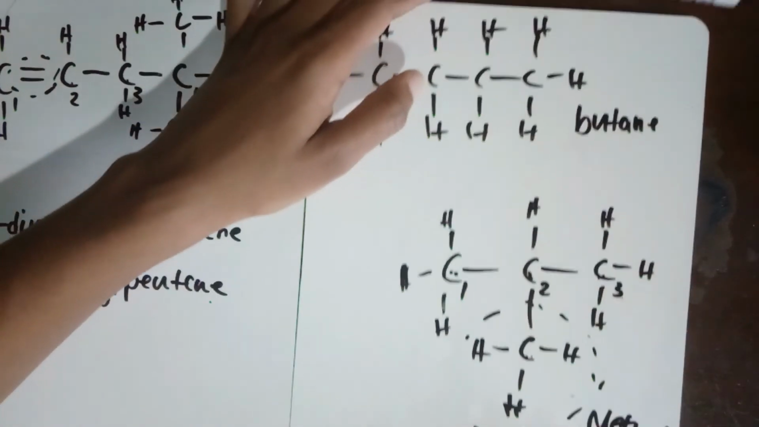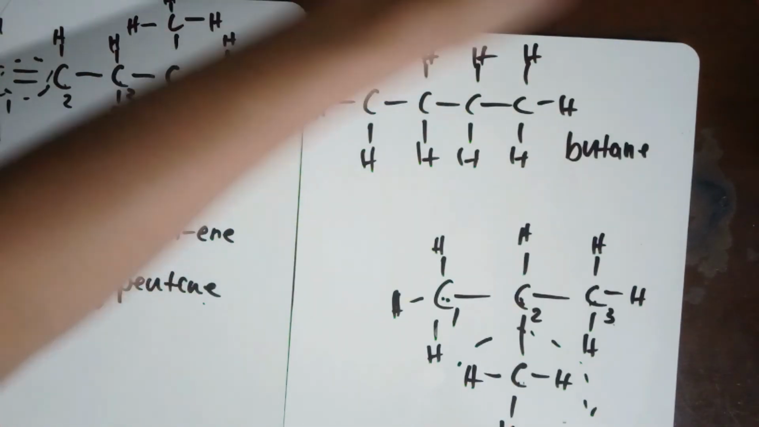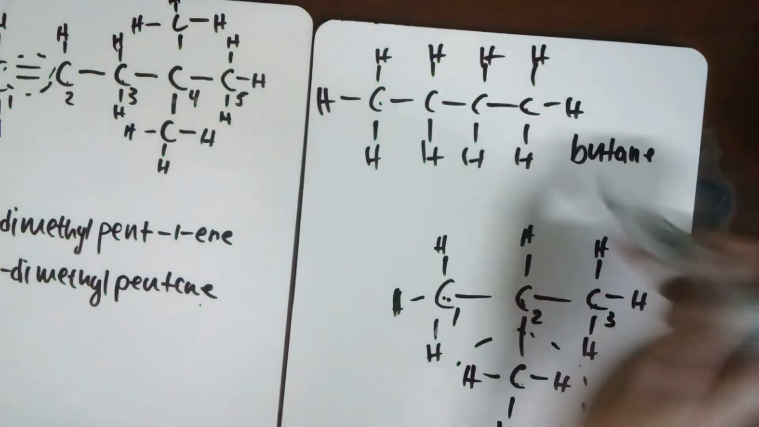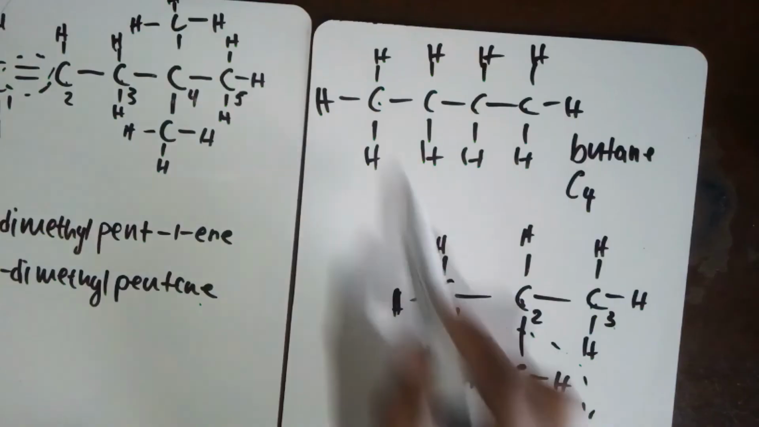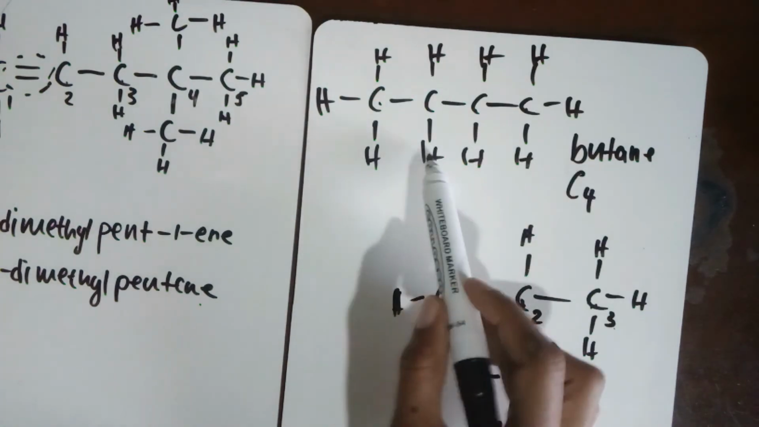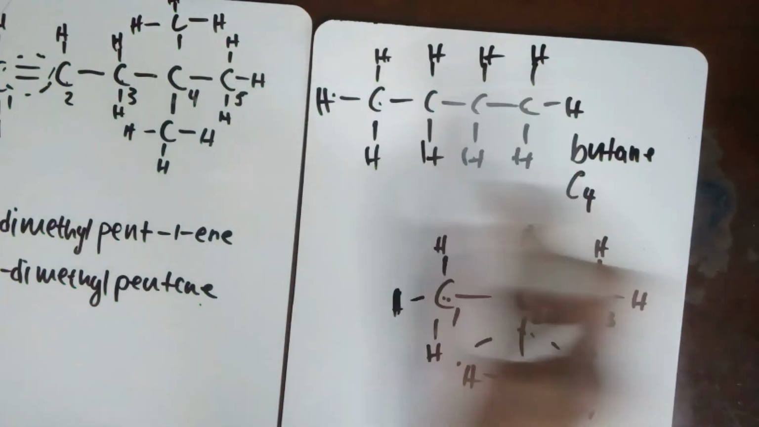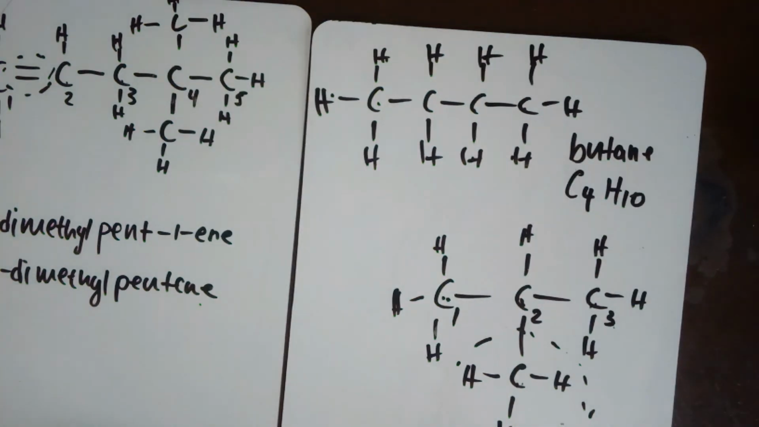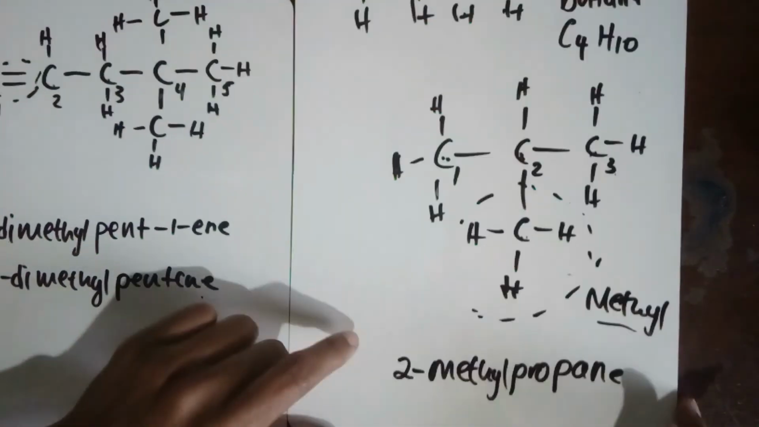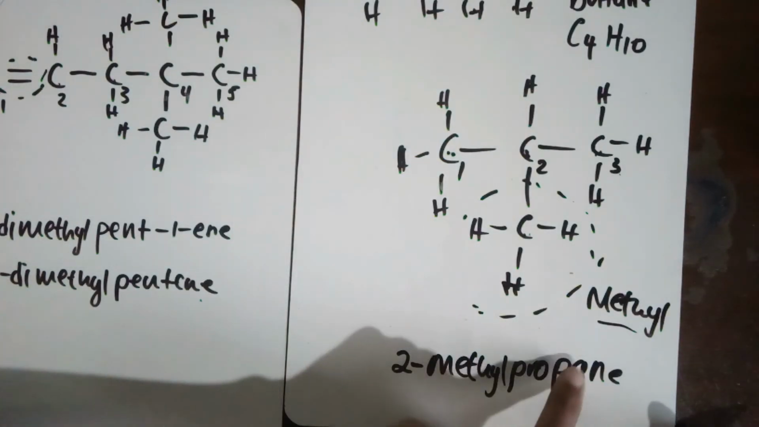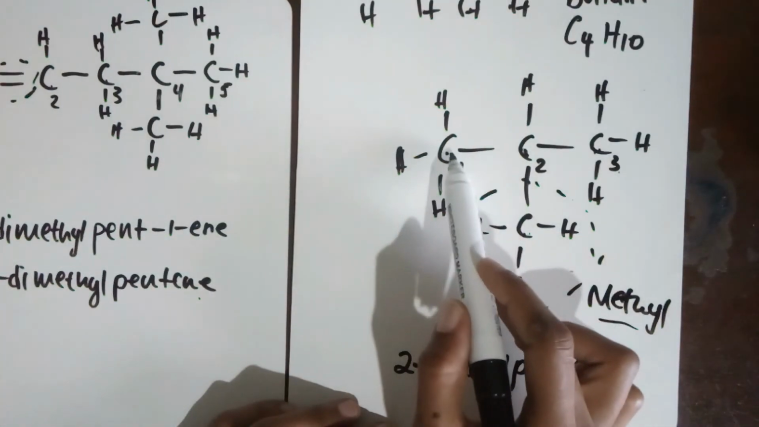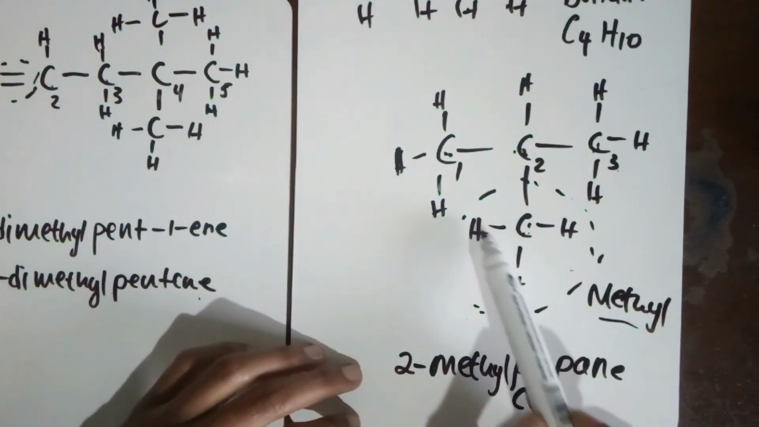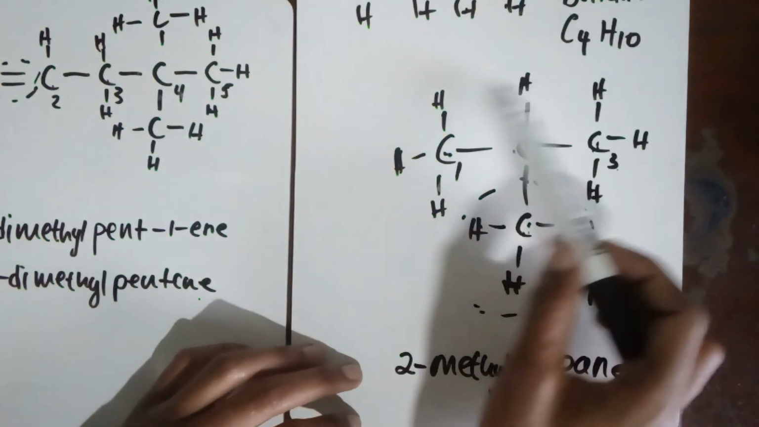But now let us write down their molecular formula. So remember to write down the molecular formula. Count the number of carbon atoms, 1, 2, 3, 4. So it's C4. Count the number of hydrogen atoms, 1, 2, 3, 4, 5, 6, 7, 8, 9, 10. So it's C4H10, the molecular formula for butane. Let us now write the molecular formula for 2-methylpropane. How many carbons do we have? 1, 2, 3, 4. So still C4.